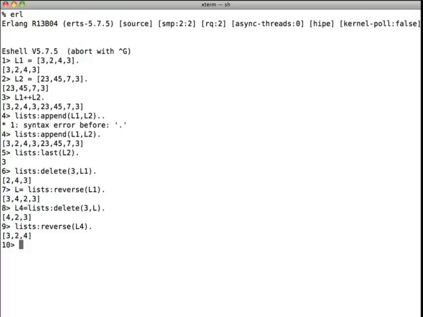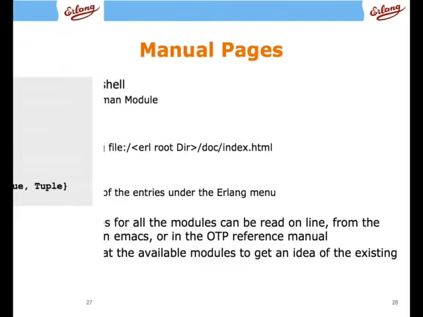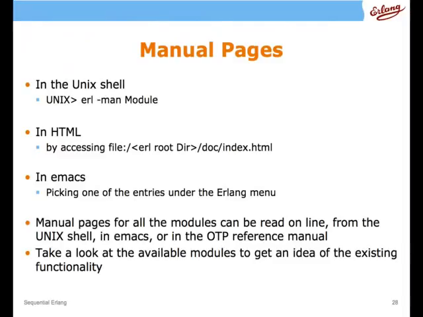That just gives a flavour of the sorts of things that we can do with lists. What I would suggest you do is look at the documentation for the lists module. And in fact, what we're going to do presently is look precisely at the manual pages and see where we can find more documentation about Erlang. So we've got the list library. How can we find out more about it?